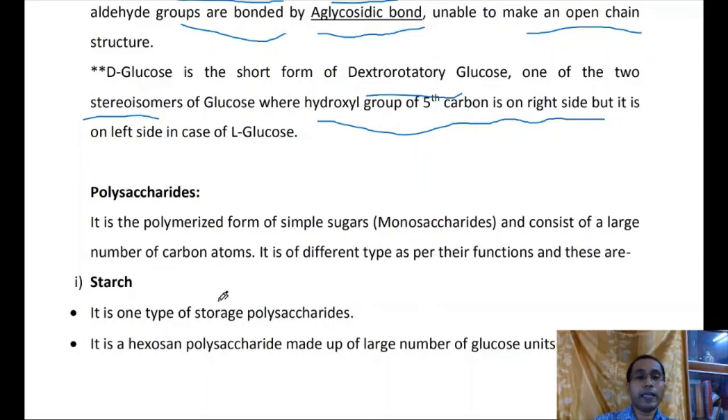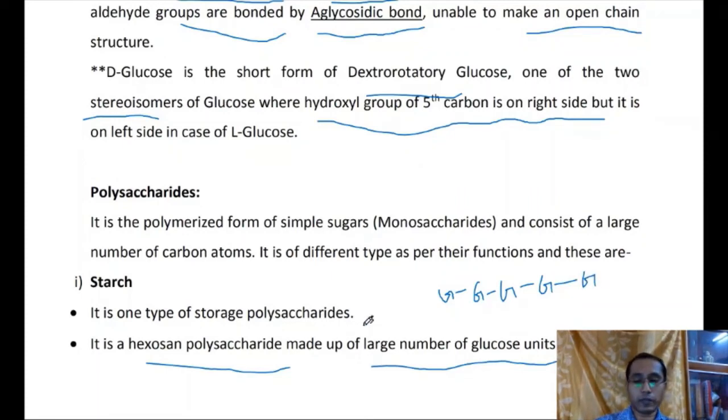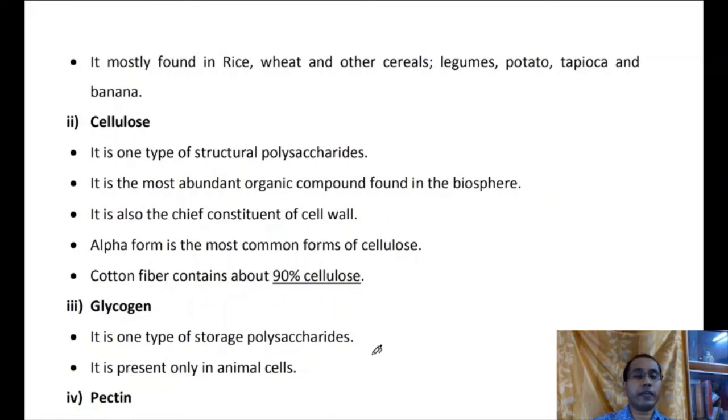It is a hexosan polysaccharide made up of a large number of glucose units. A number of glucose units are attached to each other by glycosidic linkage to make a chain-like structure, starch. Now, what is the difference between starch and cellulose? We have to know that. Starch is mostly found in rice, wheat, grains, other cereals, legumes, potatoes, tapioca, and banana.